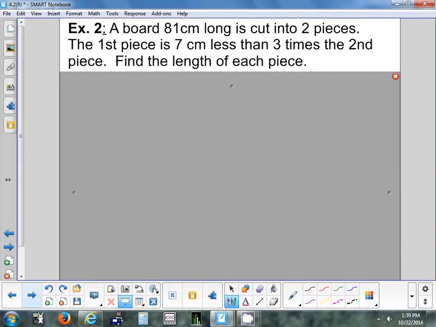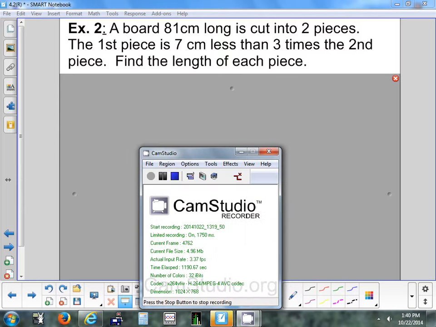We're going to try a couple more. Okay, so here's example 2. For now I'm just going to read the first sentence. What kind of board? I don't know. What kind of board do you want? Skateboard. All right, guys.